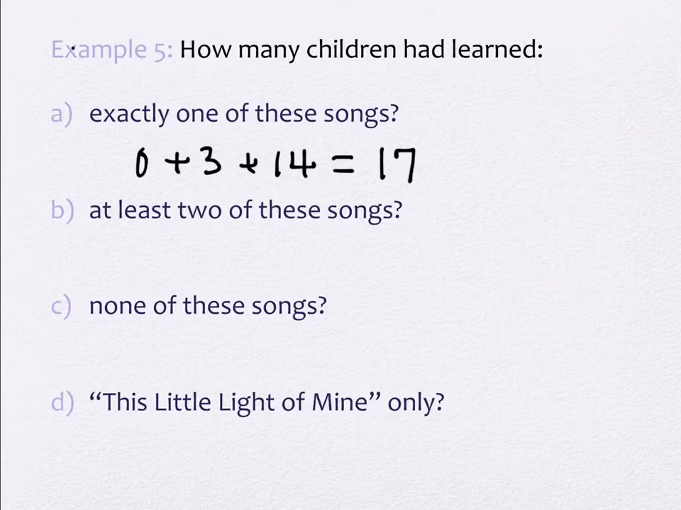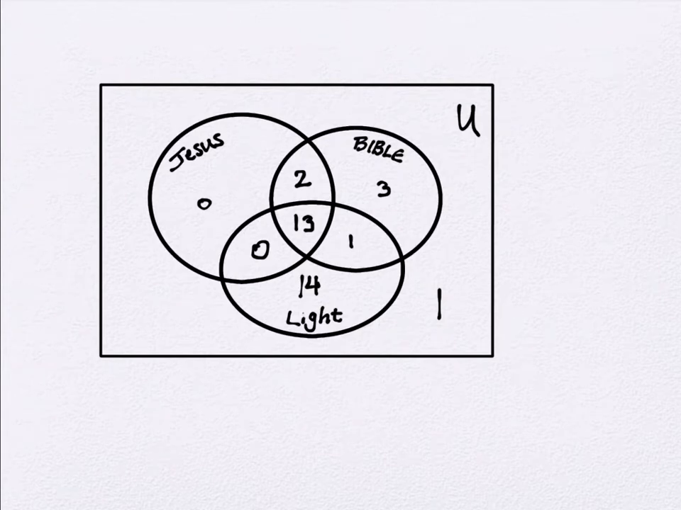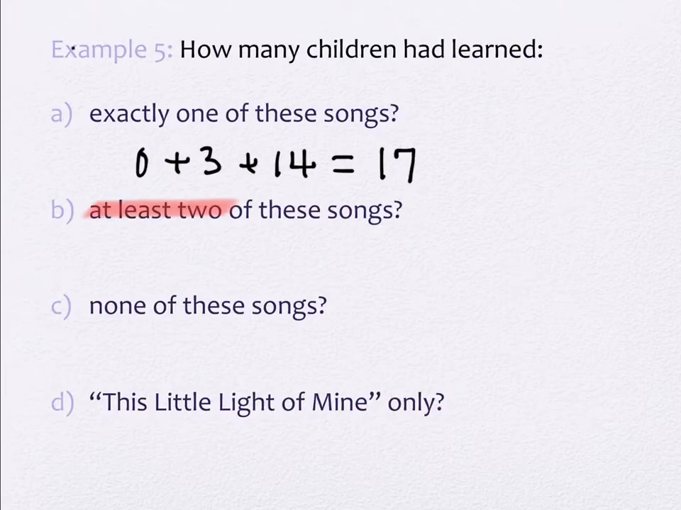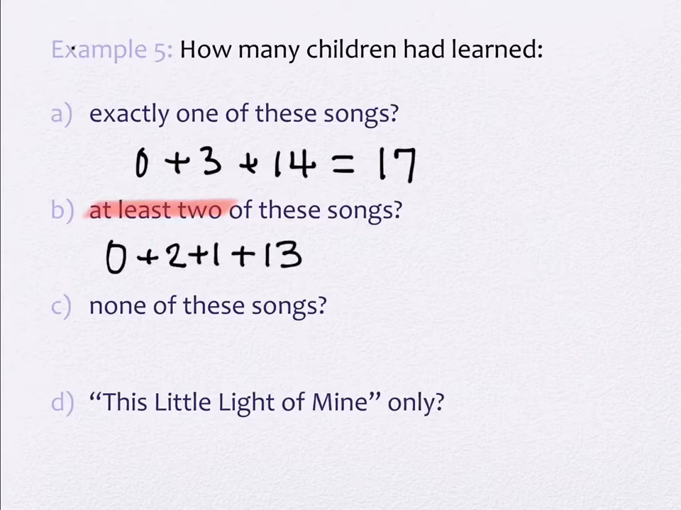At least 2. Every time I teach this, there's people that get confused with the phrasings, so be careful. At least 2. What does at least 2 mean? 2 or more. So it means they've learned 2 or 3 songs. So in our picture, where are my 2 or 3 songs located? Which numbers are they? The 13, the 2, the 1, and there's a 0. Yeah. So those who had learned 2 songs are the 0, the 2, and the 1, and those who had learned 3 songs was the 13 in the middle, for a total of what? 16.